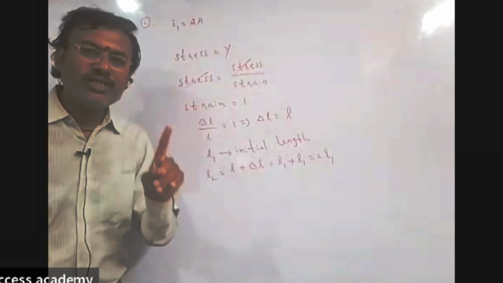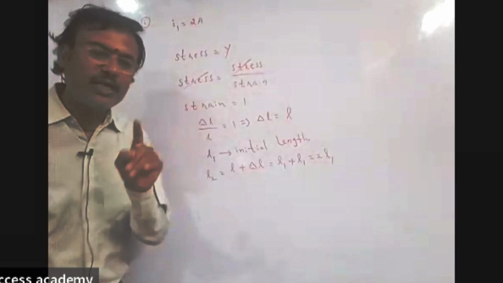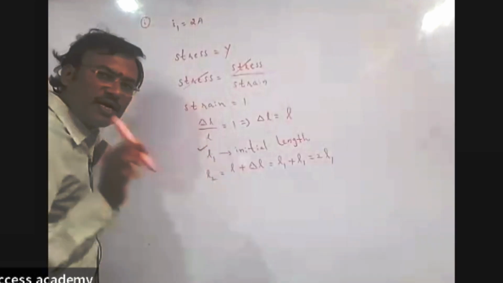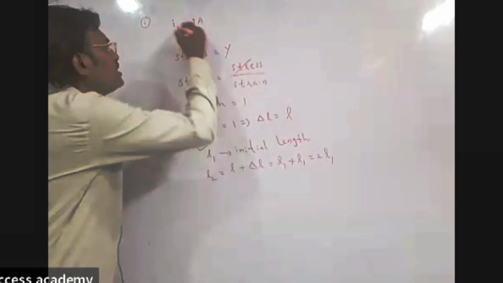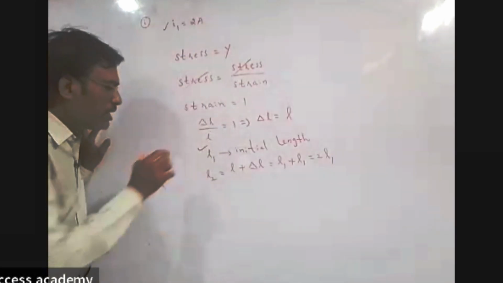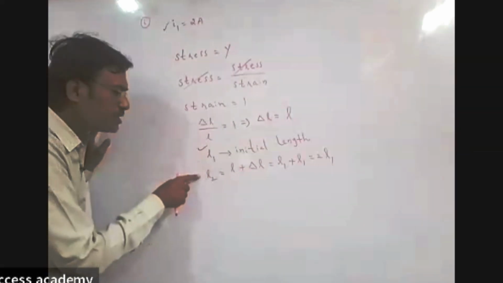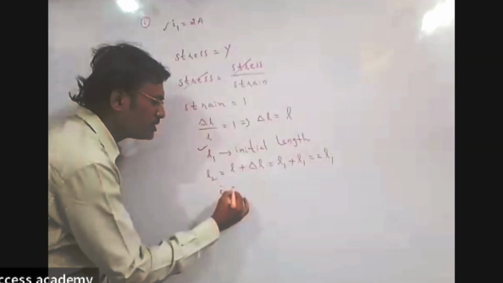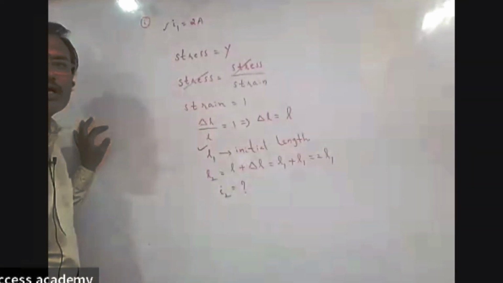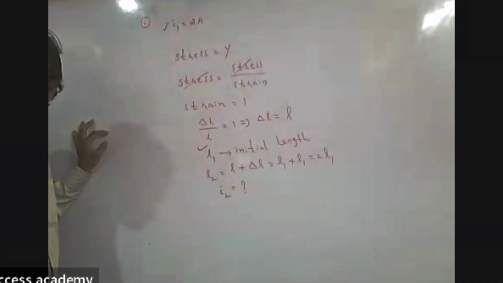If L1 length of the wire is connected to the battery, then the current is I1. Now, L1 is replaced with L2. Now the length of the wire is L2. In this case, what is the current? That current is I2. I2 is equal to question mark. That we need to calculate.